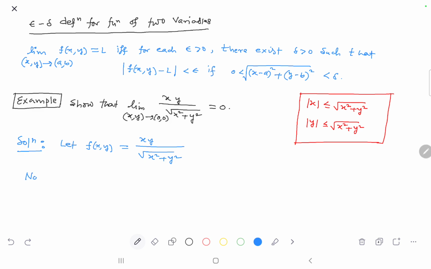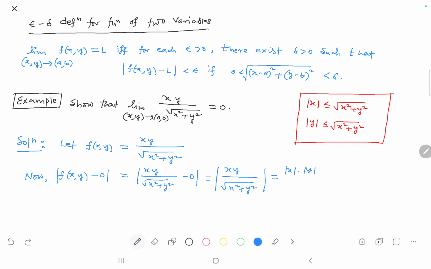Similar to the single variable case, we have to calculate this: |f(x,y) minus 0|, which is the absolute value of xy divided by the square root of x square plus y square. So this is the absolute value of x times the absolute value of y divided by the square root of x square plus y square. The absolute value of x is less than or equal to this, so put it here, and the absolute value of y is also less than or equal to this, put it there, and leave the rest as it is.